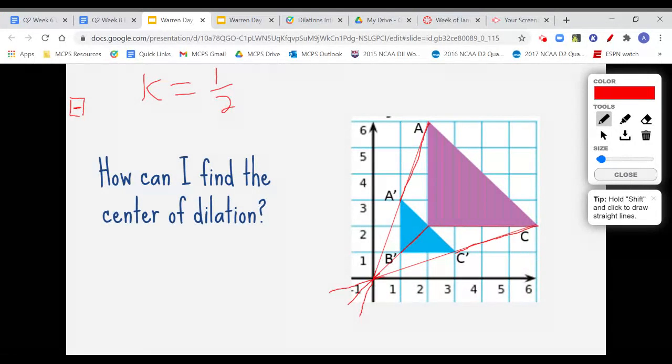So all of those lines crossed at this point right here, that point is (0, 0). So (0, 0) is my center of dilation. In other words, I'm centered at the origin.